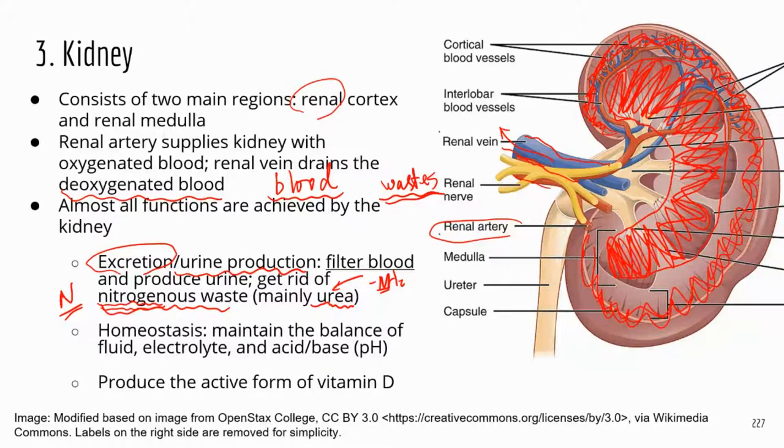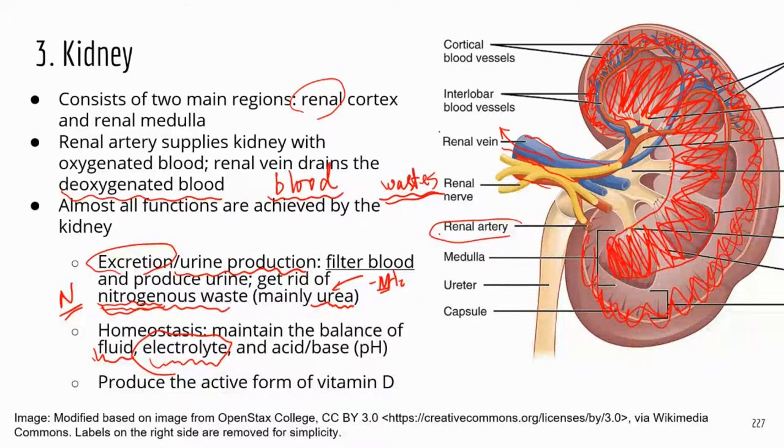All right, now about homeostasis. So the kidney maintains the balance of fluid, right? Because it takes out the water from the blood. So urine is mostly water. So where does the water come from? The water comes from the blood. So when the kidney filters the blood, metabolic waste comes out, but inevitably some water will also come out and become a part of the urine. Electrolytes, again, the blood carries all those electrolytes, those salts, right? So some of the salts, especially if you have an excessive amount, will come out and be part of the urine.